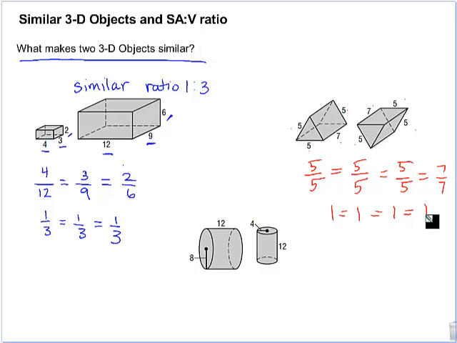So they are similar, but they're actually a special type of similar called congruent. So these two triangular prisms we would actually call congruent because they all simplify down to a ratio of 1, which means that there is no change in size.